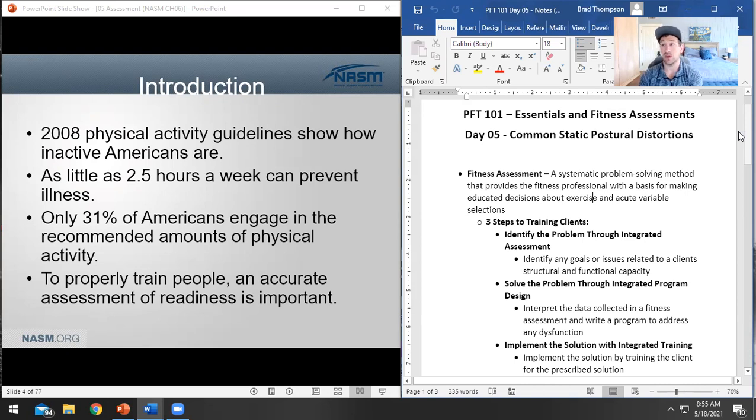Is it the best way to improve your health? Maybe not necessarily, but it's definitely enough to keep you from catching anything. And what they found was only about 31% of Americans are actually getting that amount of physical activity, which makes a lot of sense considering that we are seeing obesity on the rise, diabetes, heart disease, and all of the different types of cancers are all growing at pretty alarming rates.